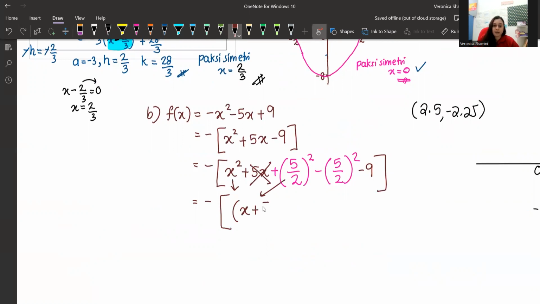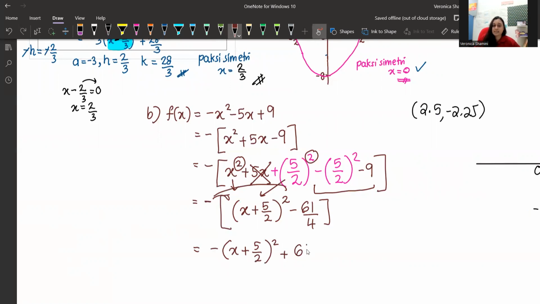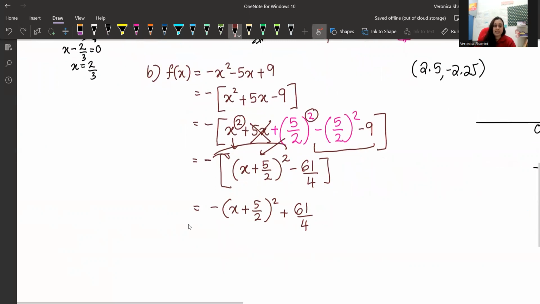So, tinggallah x plus 5 over 2. Dua-dua pun ada kuasa 2. So, put outside. Here, key in your calculator exactly like that. So, that is negatif dekat luar. 5/2 dalam kurungan kuasa 2 minus 9. So, you get tolak 61/4. Okay, settle. Then, negatif, the one at the outside, darab kembangkan masuk ke dalam. So, you get negative x plus 5 over 2 squared plus 61/4. Okay, settle.